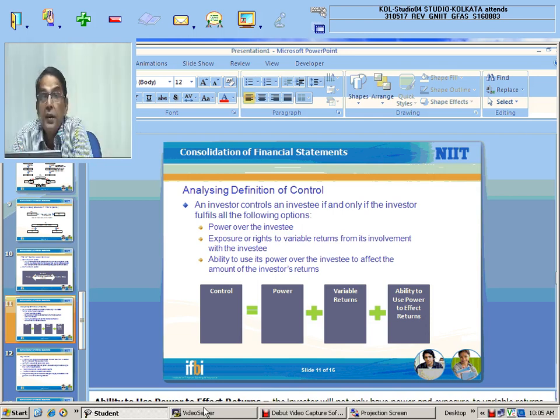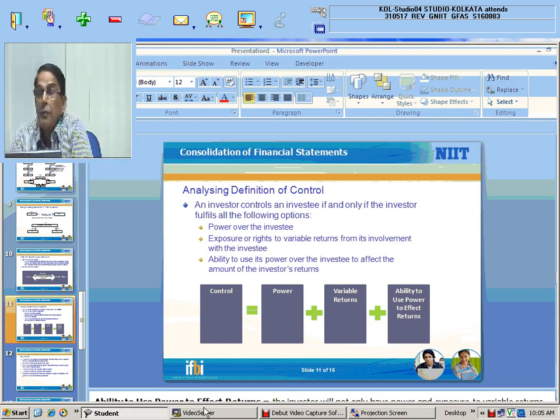So it can take decisions on behalf of the investing company. If it can take decisions on behalf of the investing company, or it can impose its decision on the investing company so far as the running of the investing company is concerned, then it is actually able to use the power to affect the returns. So here the investor company must act as a principal, not as an agent.